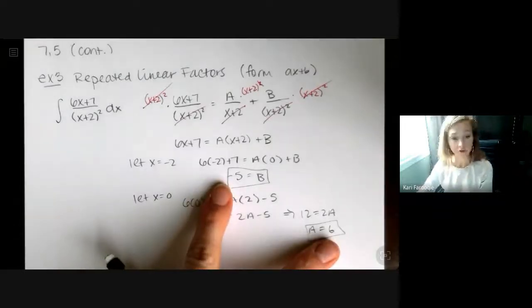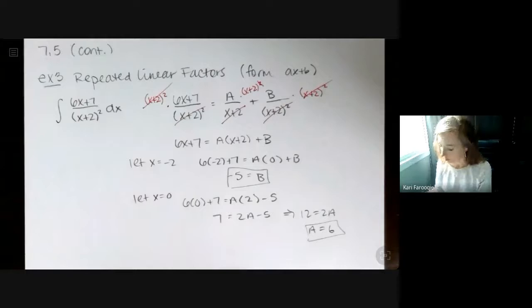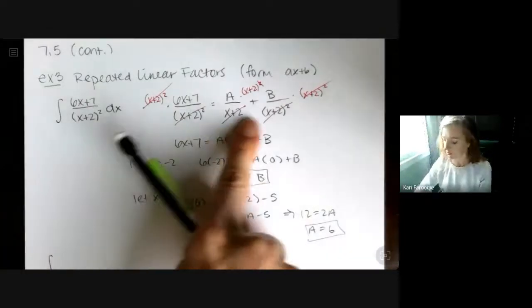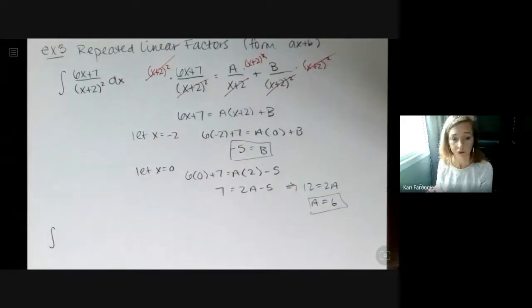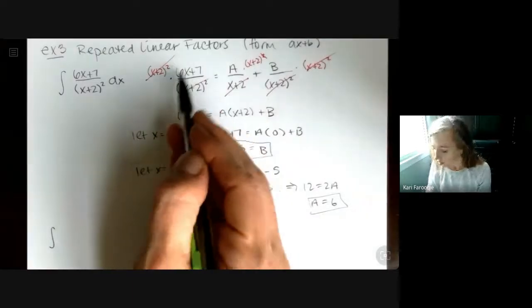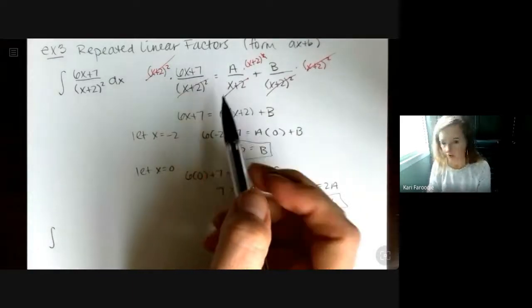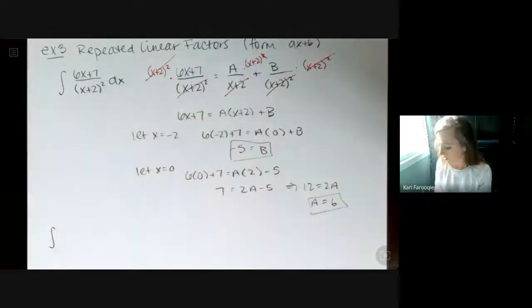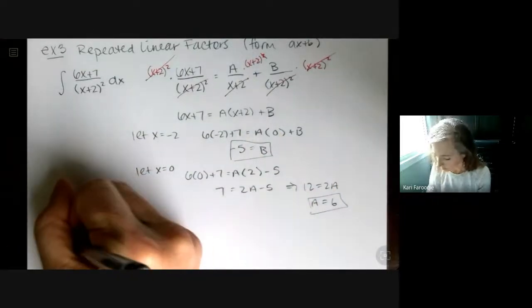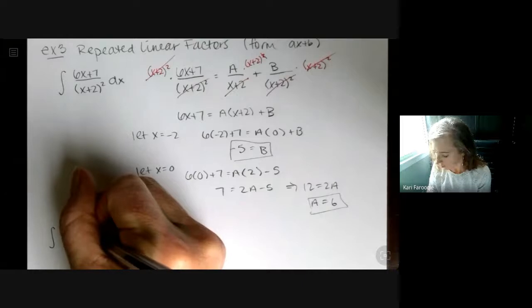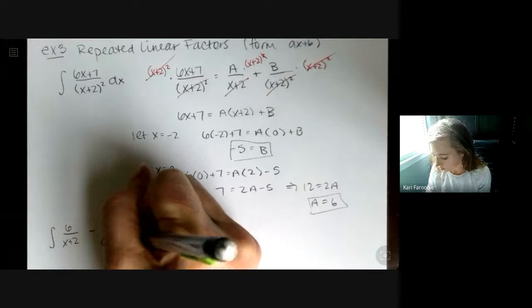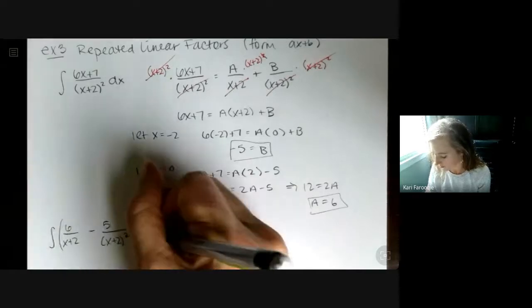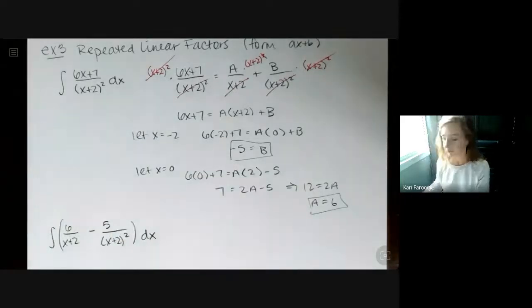Now that you have your values for a and b, go ahead and rewrite your integral using this form here on the right-hand side, a over x plus 2 plus b over x plus 2 quantity squared. Because remember, your integrand, this is before we canceled, is equal to this right-hand side. So we'll have 6 over x plus 2 plus b, which is going to be -5 over x plus 2 quantity squared dx.